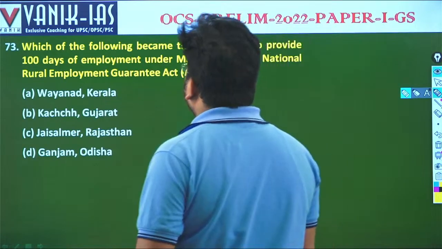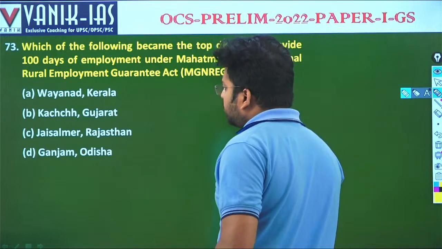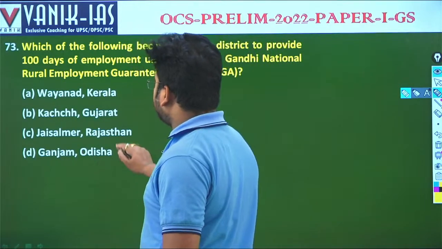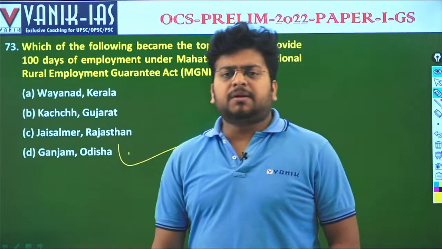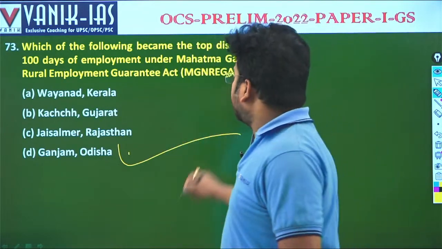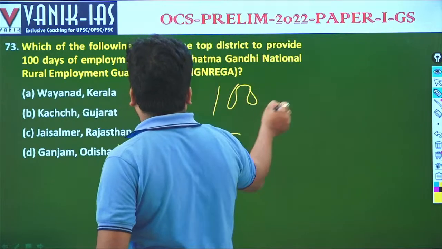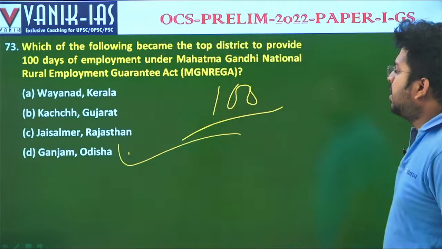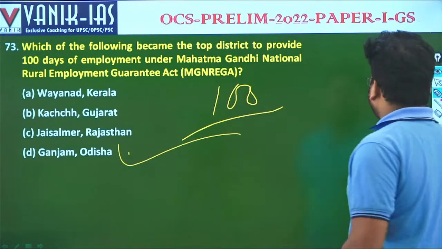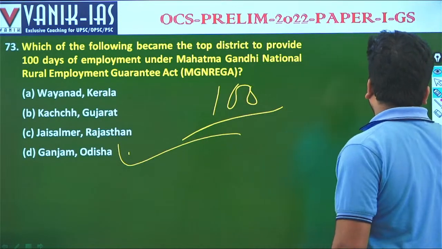Which of the following became the top district to provide 100 days of employment under Manrega? Mahatma Gandhi National Rural Employment Guarantee Act came in 2005. Ganjam of Odisha has got the award for implementing the Manrega scheme. Manrega provides 100 days of employment to at least one member from every household. There is also reservation for women in the Manrega scheme.